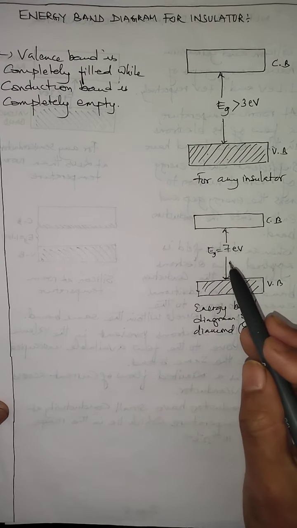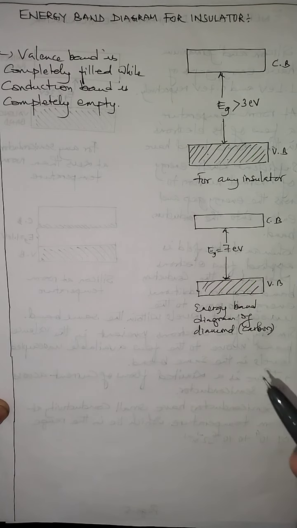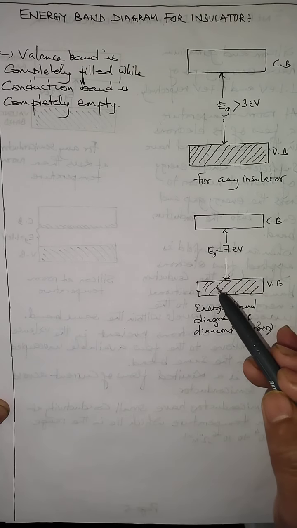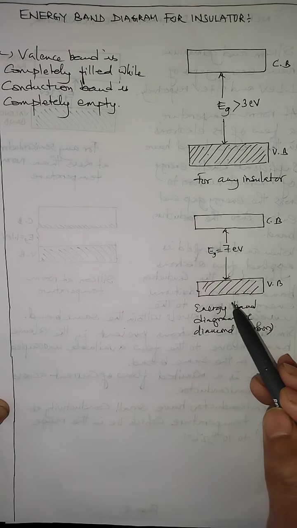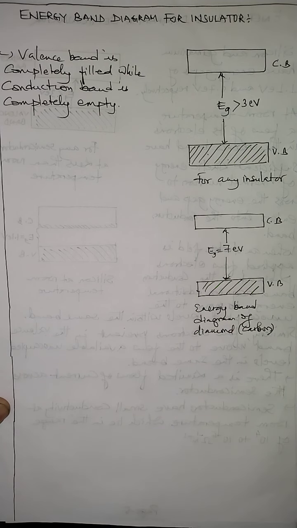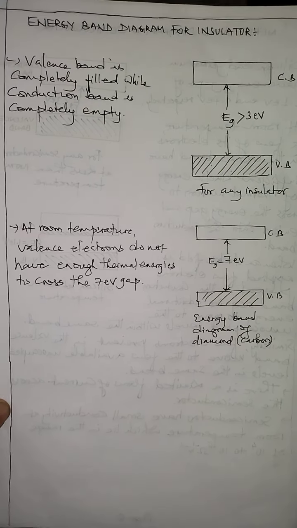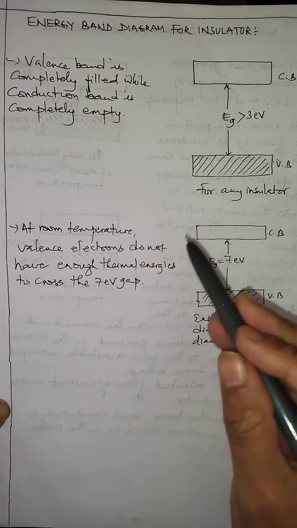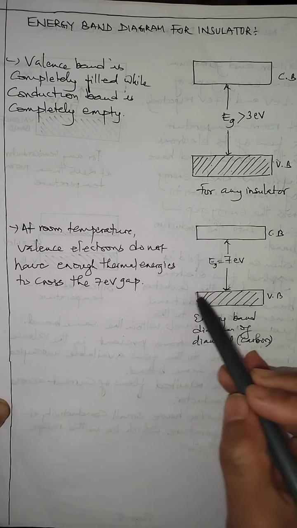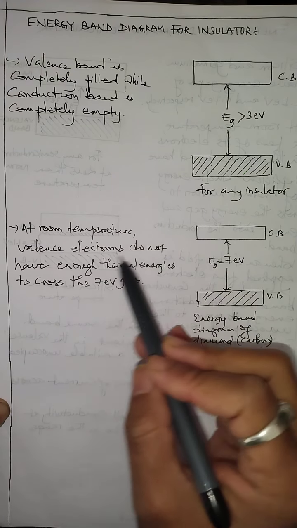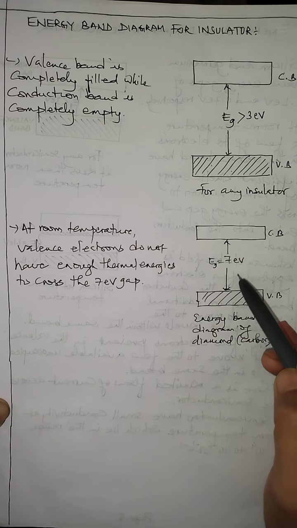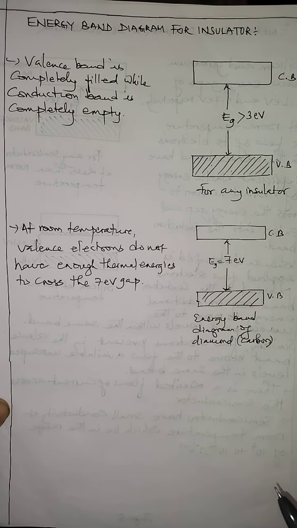Now this energy gap of 7 electron volt says that at least 7 electron volt of energy must be provided to an electron in the diamond crystal in order to move from the valence band to which band? Conduction band. That's why in case of diamond, even at room temperature, the valence electrons already present in the valence band do not have enough thermal energy to cross this 7 electron volt energy gap into the conduction band.